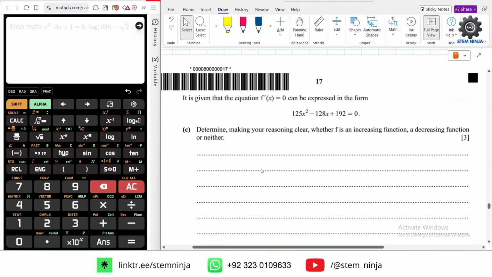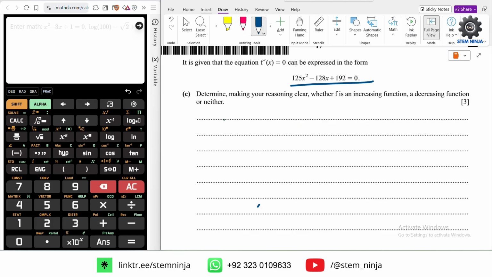Okay, now the b part. It is given that the equation f prime of x equals 0 can be expressed in the form... Determine, making reasoning clear, whether f is an increasing function, decreasing function, or neither. So basically they have reduced f prime of x equal to 0 into this quadratic function. That means we can find the stationary points. So the nature of that stationary point can tell us whether it's an increasing function, decreasing function, or neither.